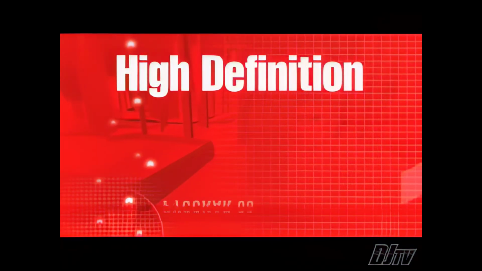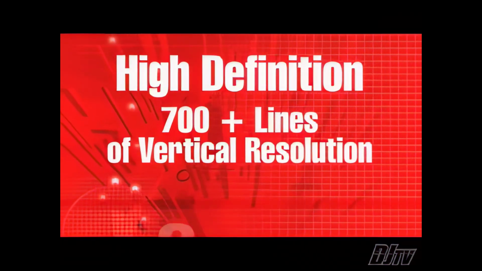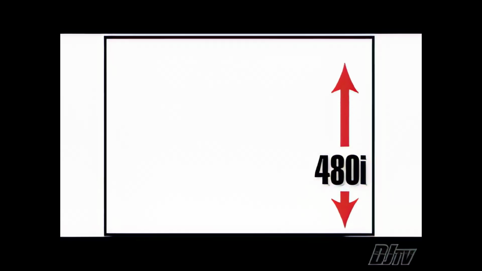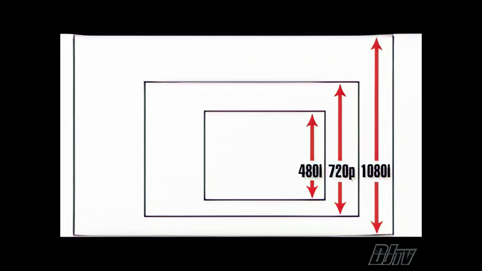Here's the shortest definition of high definition that we can give. HD television has 700 or more lines of vertical resolution. There are three main digital television standards in the United States right now. One SD and two HD. The SD standard is known as 480i, and the two HD standards are known as 720p and 1080i.